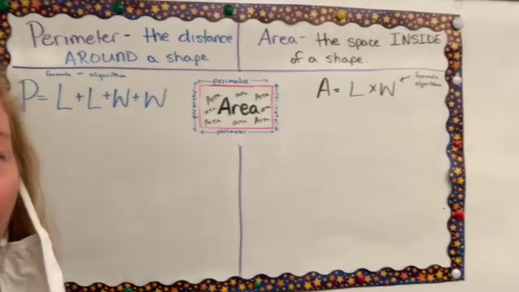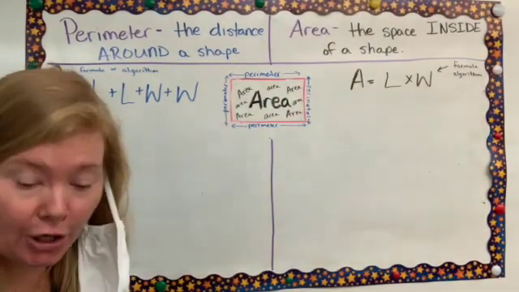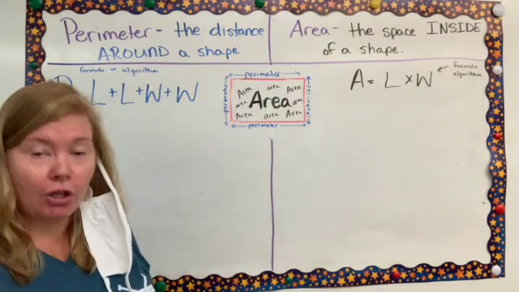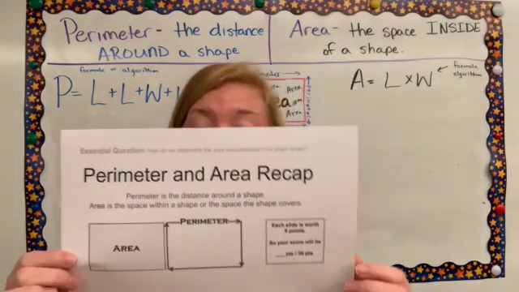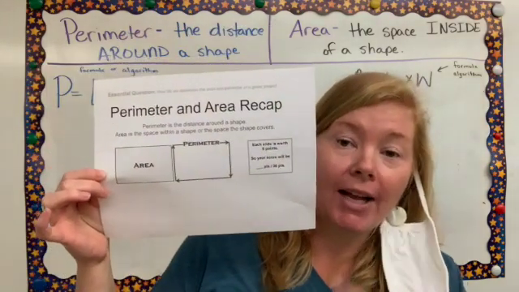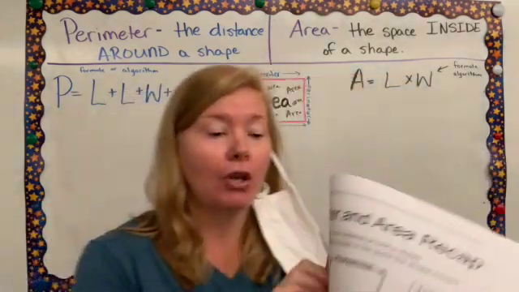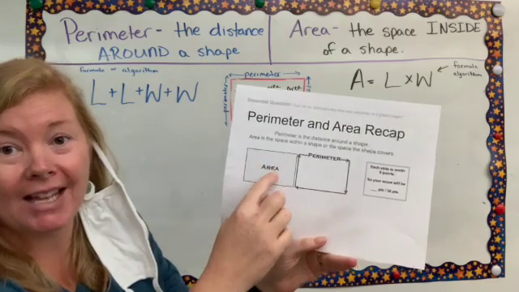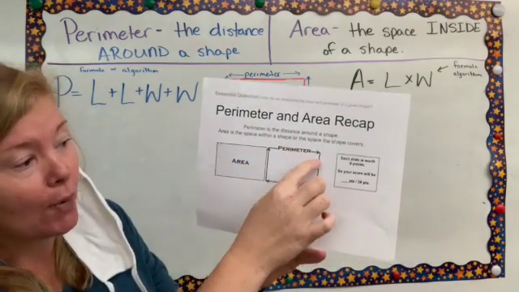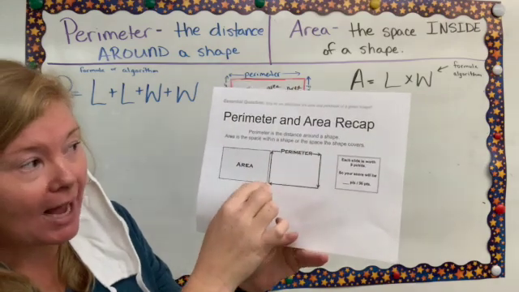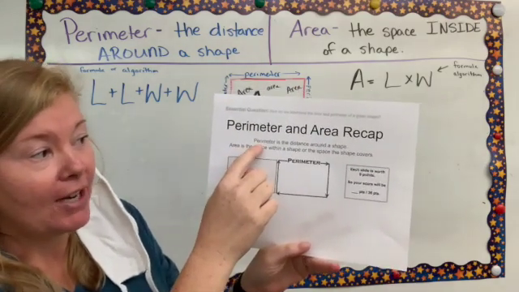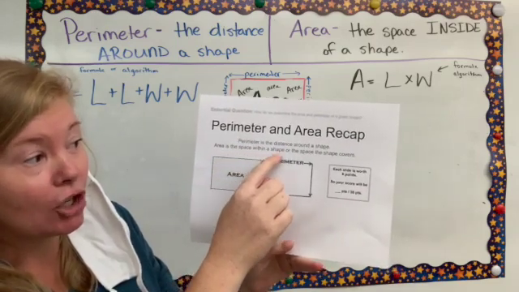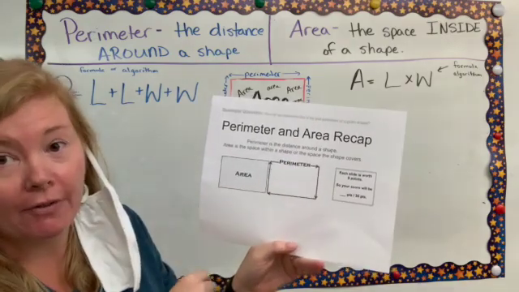So let's get started reviewing. We're going to use the same shape for each one. Your work today, whenever you log in, is another Google Slides. It is perimeter and area recap. A recap is just a review. We have a little visual there, the area showing you the inside, and then the perimeter showing you the boundary or the outside. We have both of your definitions. The perimeter is the distance around a shape. The area is the space within a shape or the space that the shape covers.